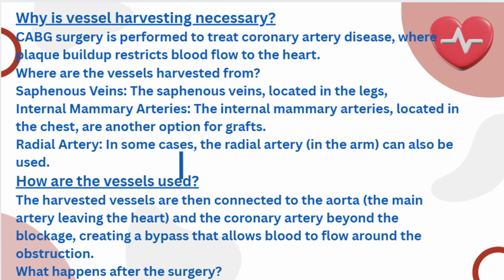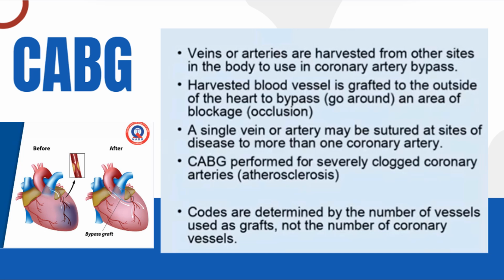Now, the harvested vessels are connected to the aorta and the coronary artery beyond the blockage, creating a bypass that allows the blood to flow around the obstruction. The harvested blood vessel is grafted to the outside of the heart to bypass an area of blockage or occlusion. A single vein or artery may be sutured at the site of the disease to more than one coronary artery. CABG is performed for severely clogged coronary arteries. Codes are determined by the number of vessels used as a graft, not the number of coronary vessels.